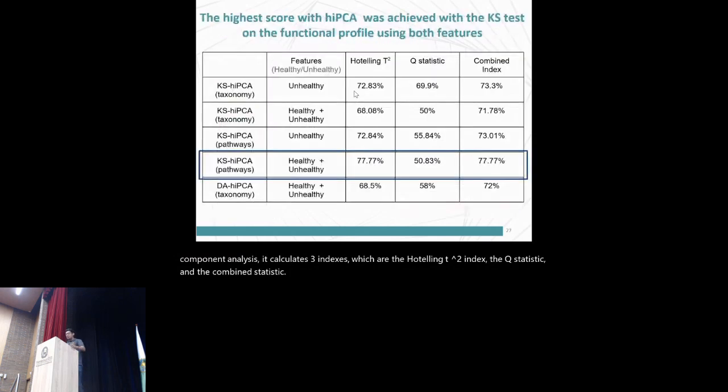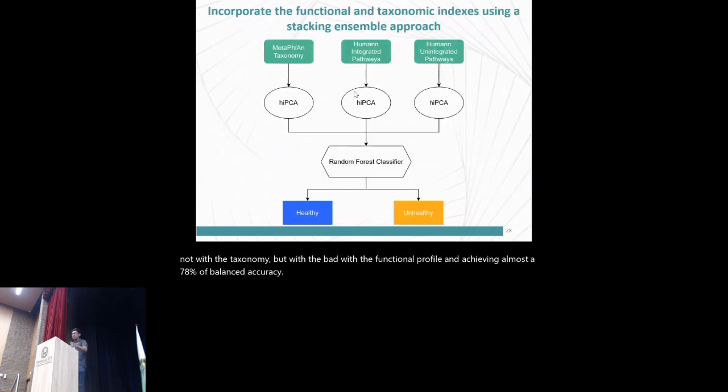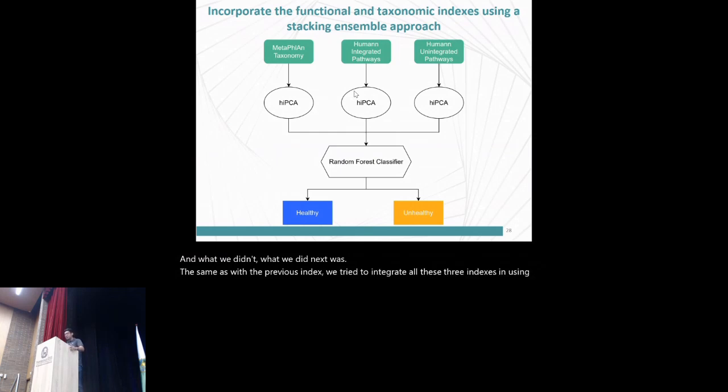So with the reimplementation of this, we could see that the best performance of this model was not with the taxonomy, but with the pathways, with the functional profile, achieving almost 78% balanced accuracy. And what we did next was the same as with the previous index. We tried to integrate all these three indexes using the stacking ensemble approach.